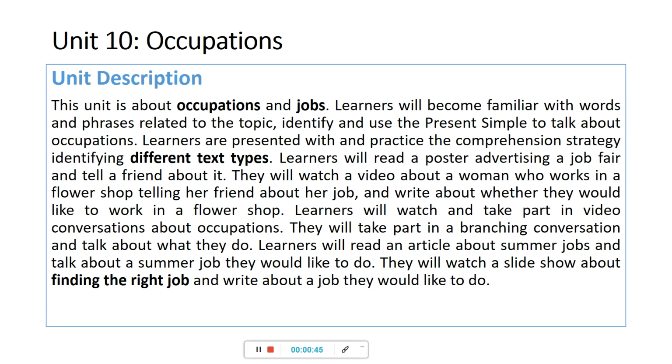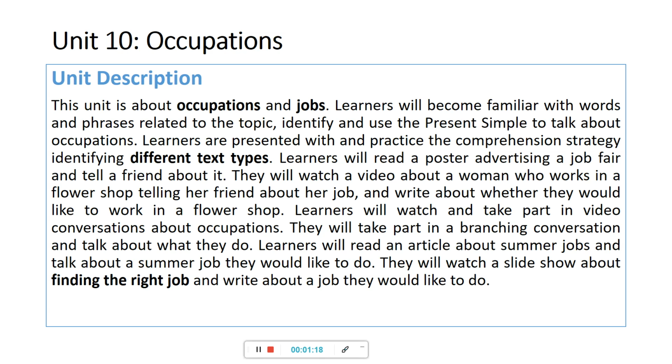They will watch a video about a woman who works in a flower shop telling her friend about her job, and write about whether they would like to work in a flower shop. Learners will watch and take part in video conversations about occupations. They will take part in a branching conversation and talk about what they do. Learners will read an article about summer jobs and talk about a summer job they would like to do. They will watch a slideshow about finding the right job and write about a job they would like to do.